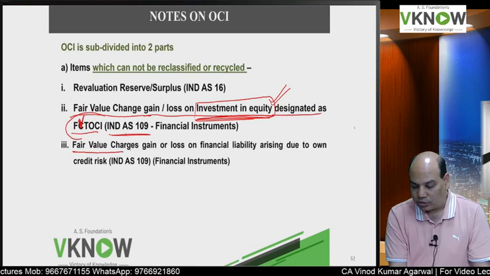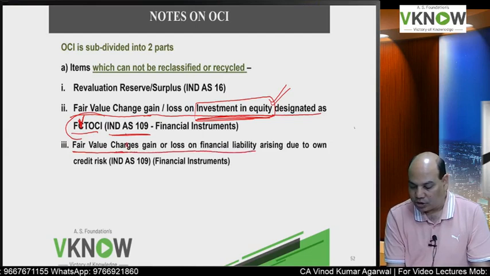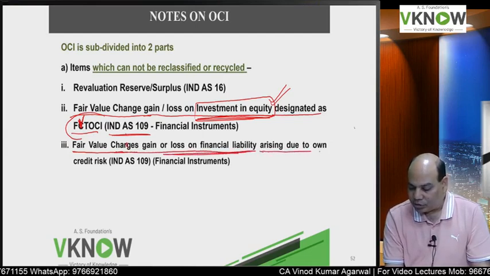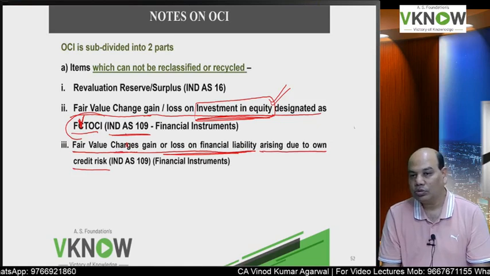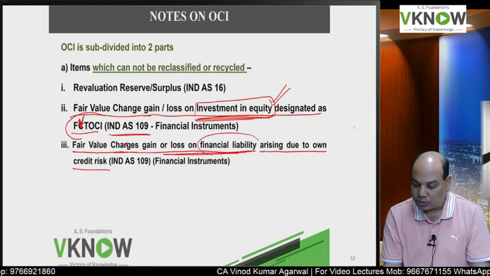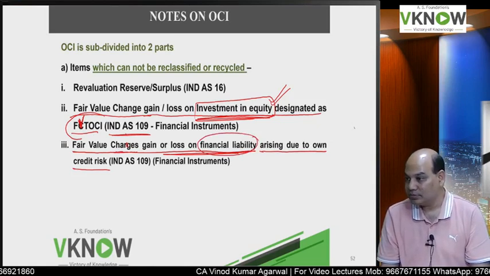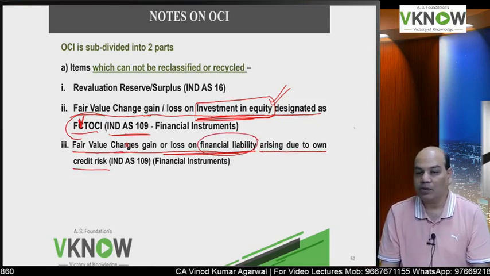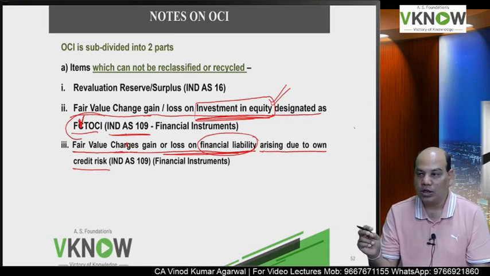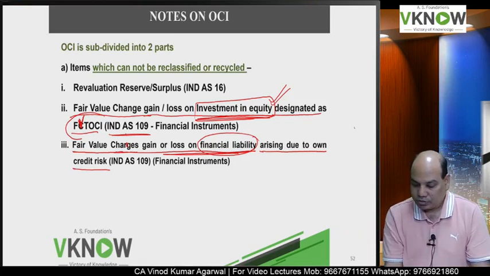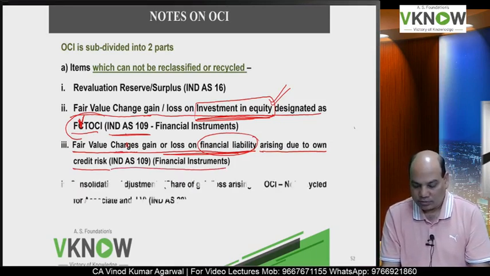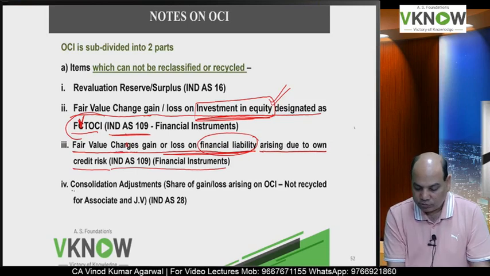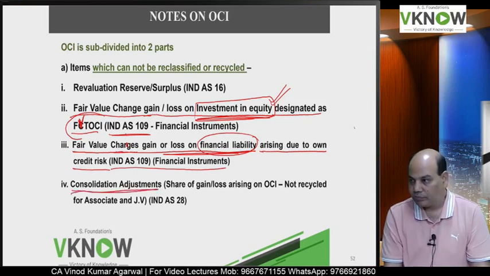Third item is fair value changes. Fair value changes, gain or loss on financial liability arising due to own credit risk. That means your liability changes because of a change in credit risk. That change in the fair value will also be presented in OCI non-recyclable. Where will you study about it? Ind AS 109.